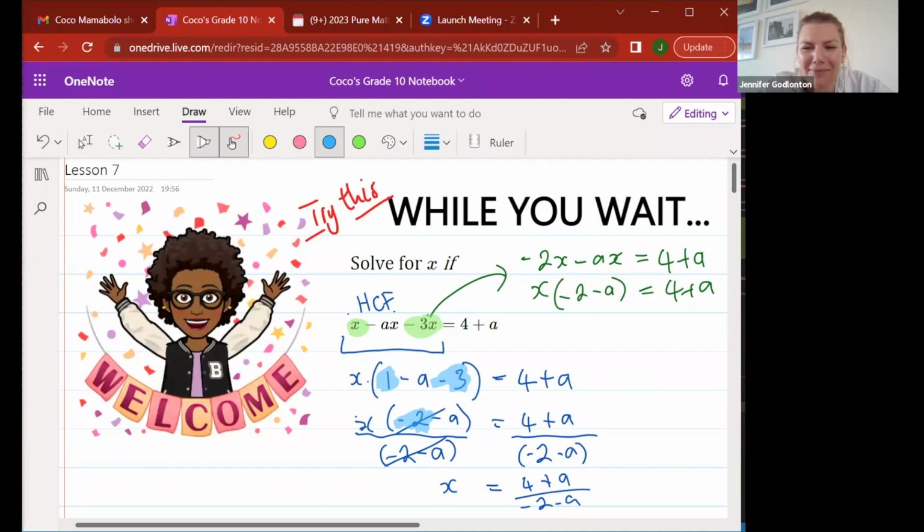It's going to be x, I guess. Yeah, and then you would be left with the 1 minus a minus 3. Okay. And that's equal to the 4 plus a. Oh, that's what we're doing. Oh my God. Yeah.